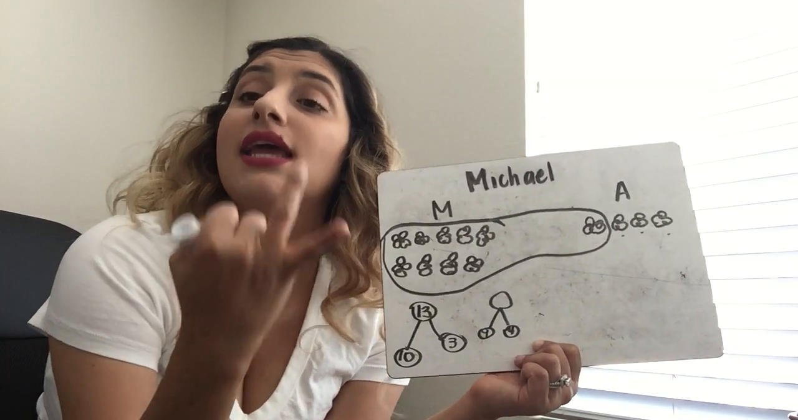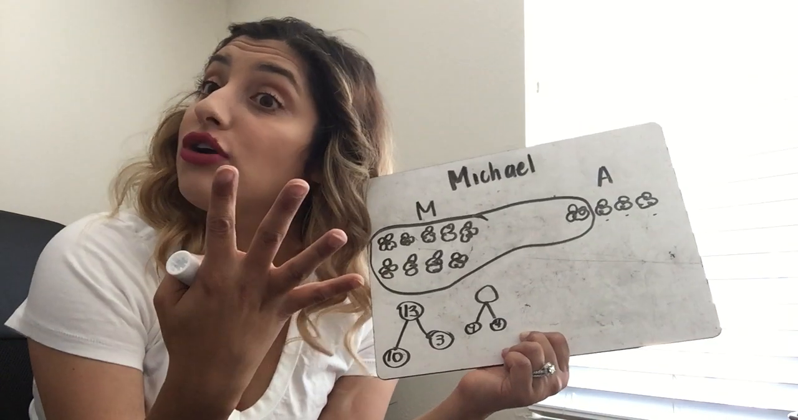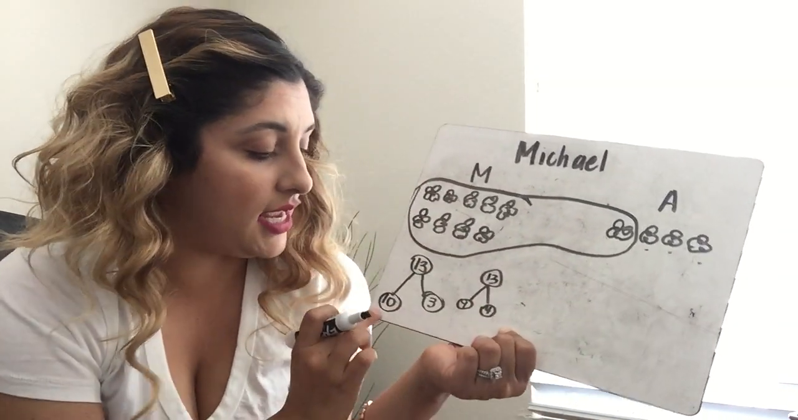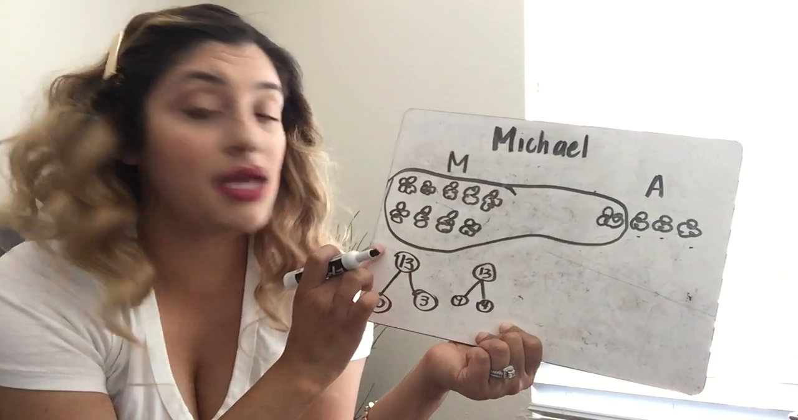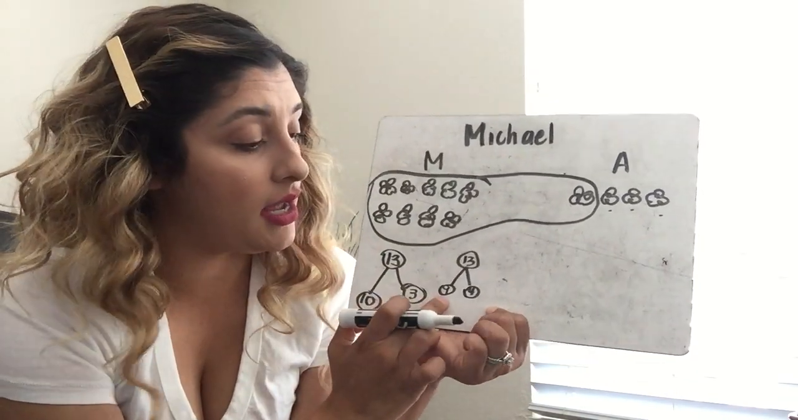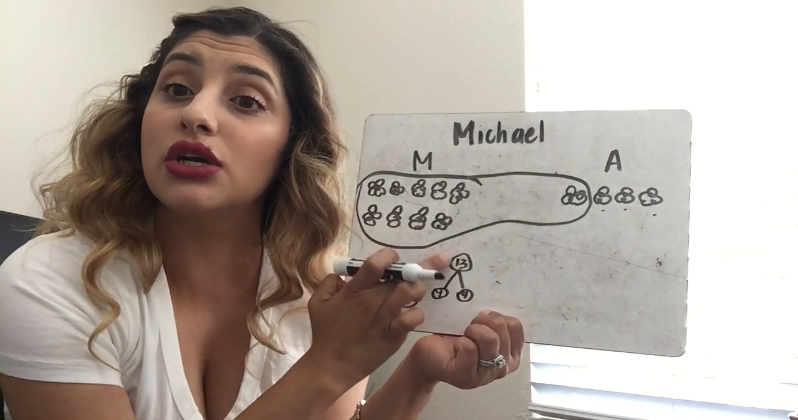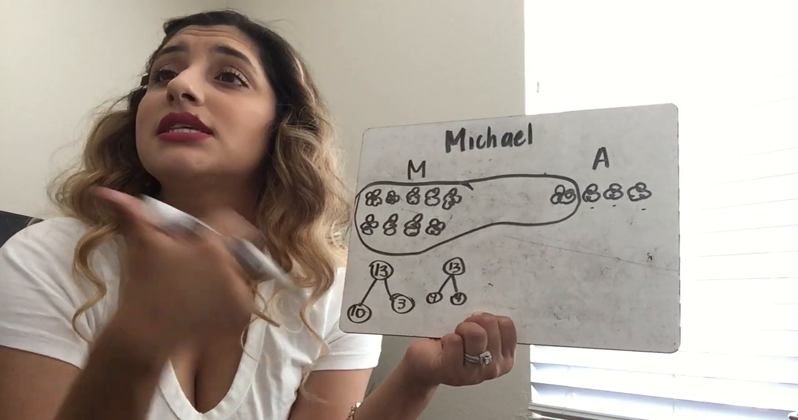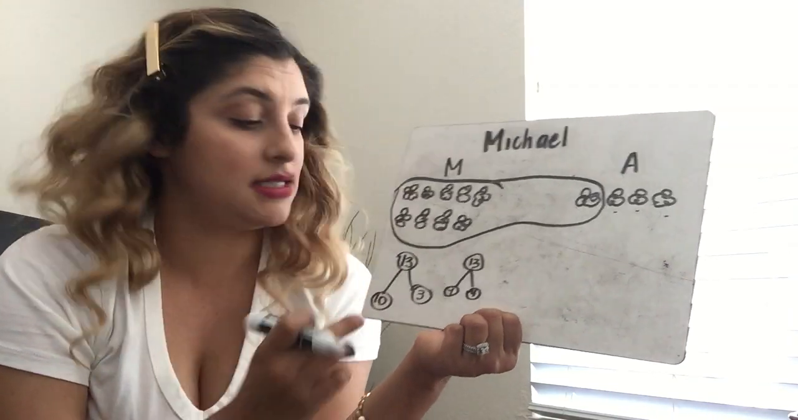9, 10, 11, 12, 13. It's the same. 10 plus 3 makes 13. 9 plus 4 makes 13. They both make the same number. All right, so we have number bonds. Now we have math sentences.